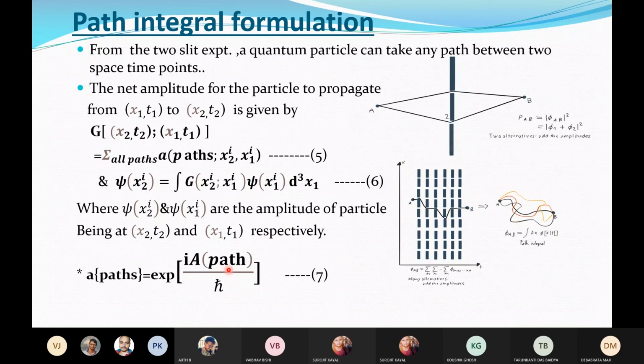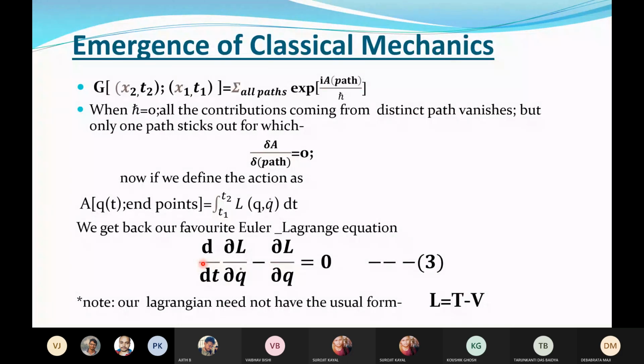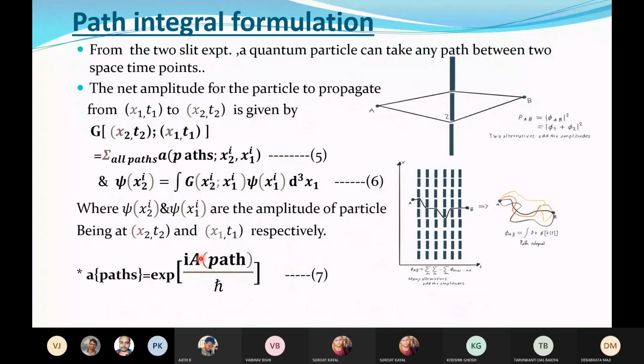now we never claim that A must be action, but it will turn out that A should be like action. In the next slide we will see that. We'll see that 5, 6, 7 are the most fundamental principles of path integral formulation, and we will build upon this in the next slide.